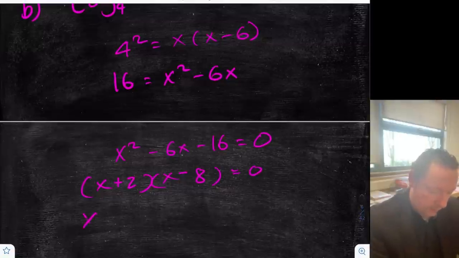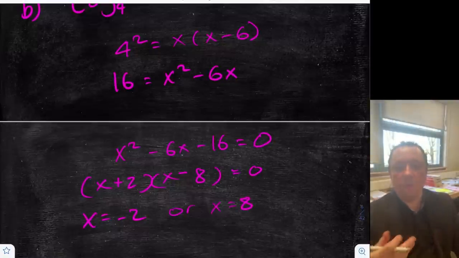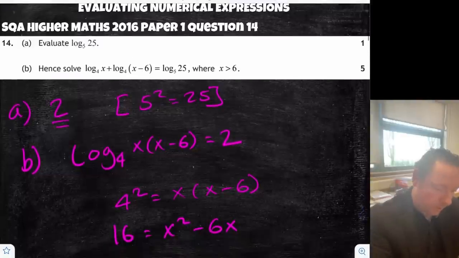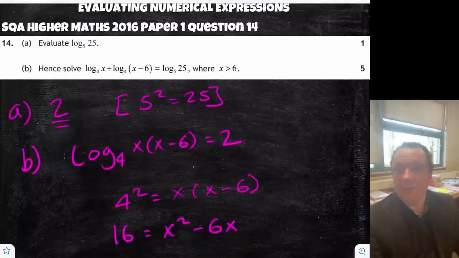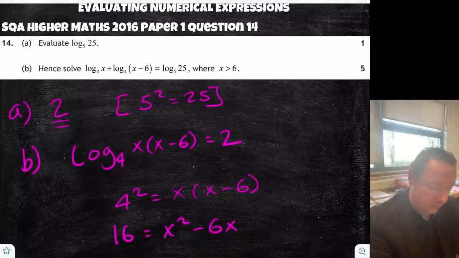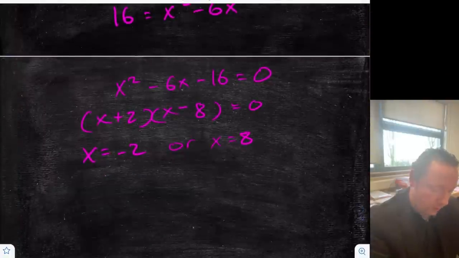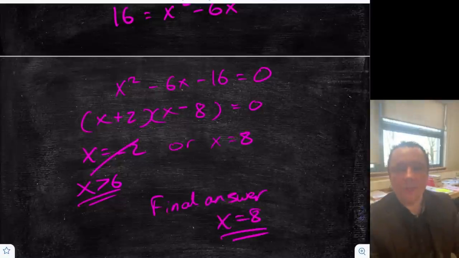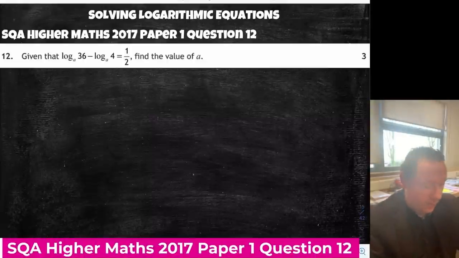So that gives me x equal to minus 2 or x equal to 8. But x equal to minus 2 is not a valid answer because the log of 0 or anything negative is undefined. So x has to be greater than 6. So we can just score that out and say that x has to be greater than 6. So our final answer is x equal to 8. And we're done there.